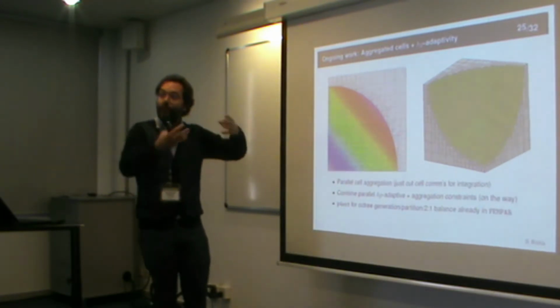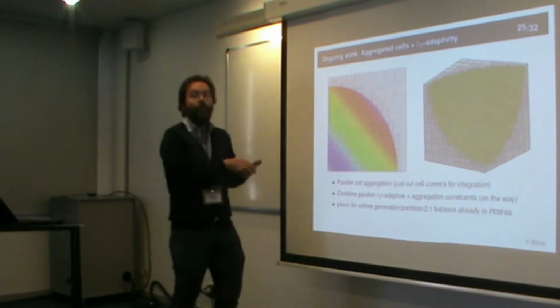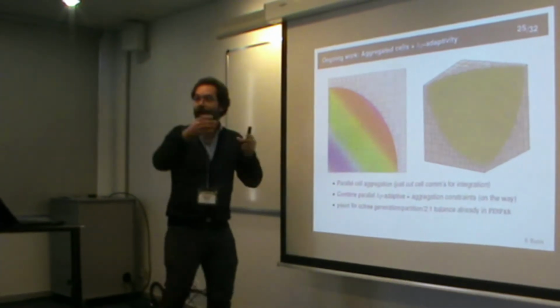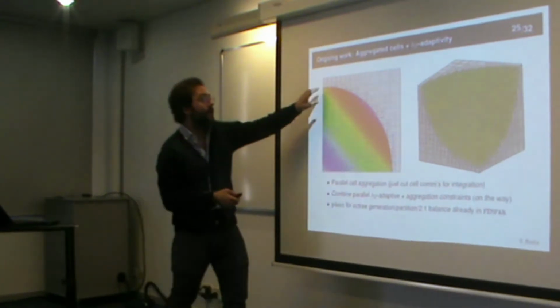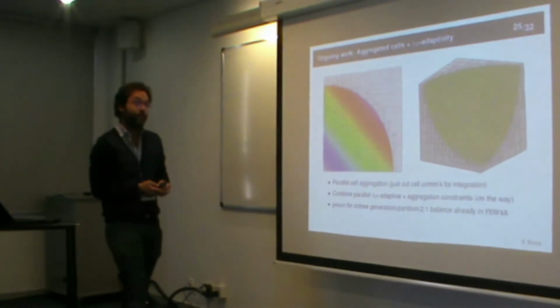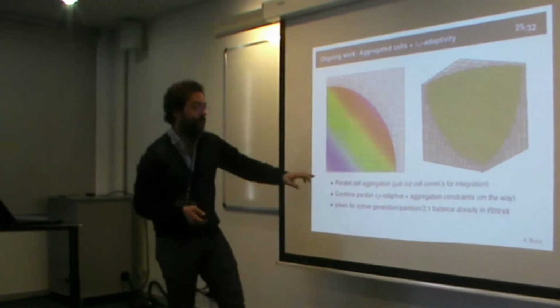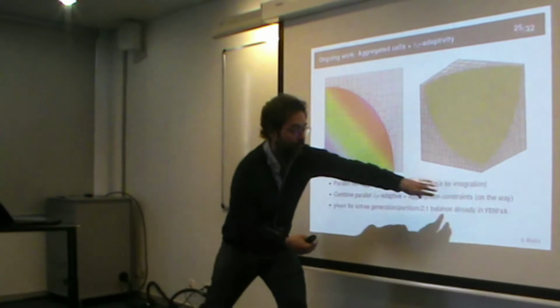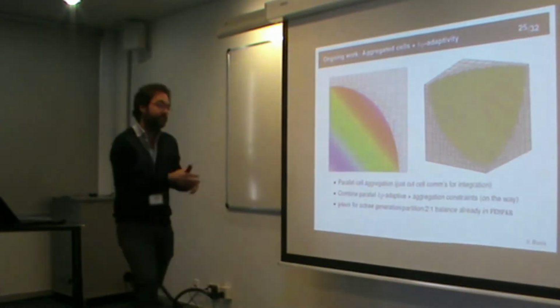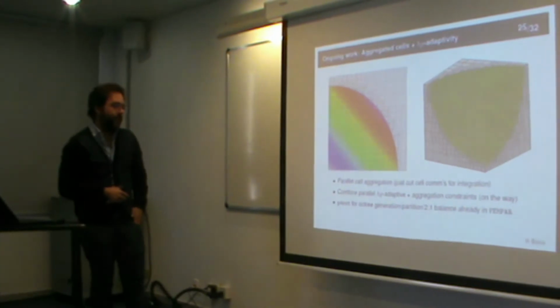So at the end of the day, for going to parallel, the only thing that we have to do is, for integration purposes only, move some cells, depending on the aggregates, a very small number of them, and then do the integration. So the parallel part of this is quite simple. The other thing that we're doing is to define the combination of aggregations due to the constraints and aggregations due to h or p adaptivity. This is something that's in process, but it's also quite general.